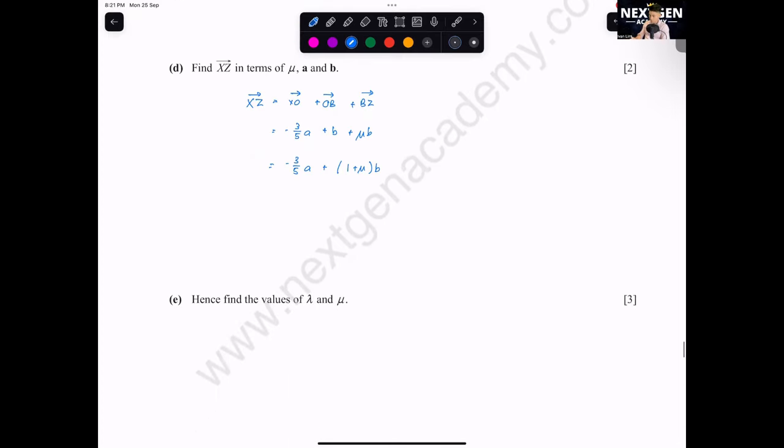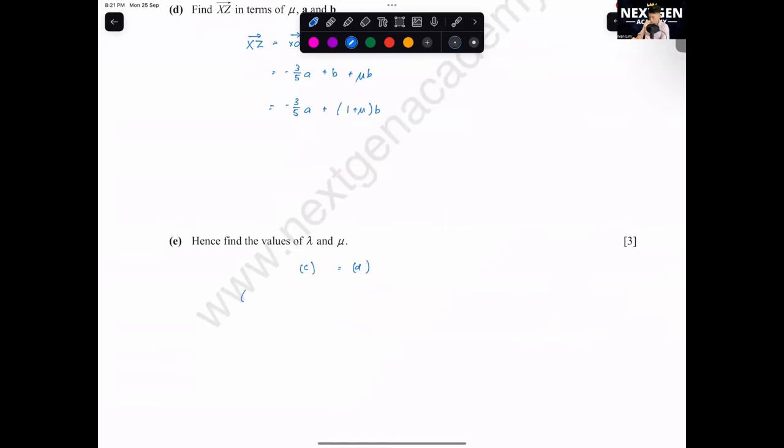So you're going to take the equation from C and equate it to the equation of D. You'll see this type of vector question is always very similar. They give you two unknowns and ask you to find them, and you just need to equate the same terms: the A with the A, the B with the B. So we take the equation from C first. What we got here was 1 plus lambda times negative 1 over 10A plus 1 over 2B equals negative 3 over 5A plus 1 plus mu B.